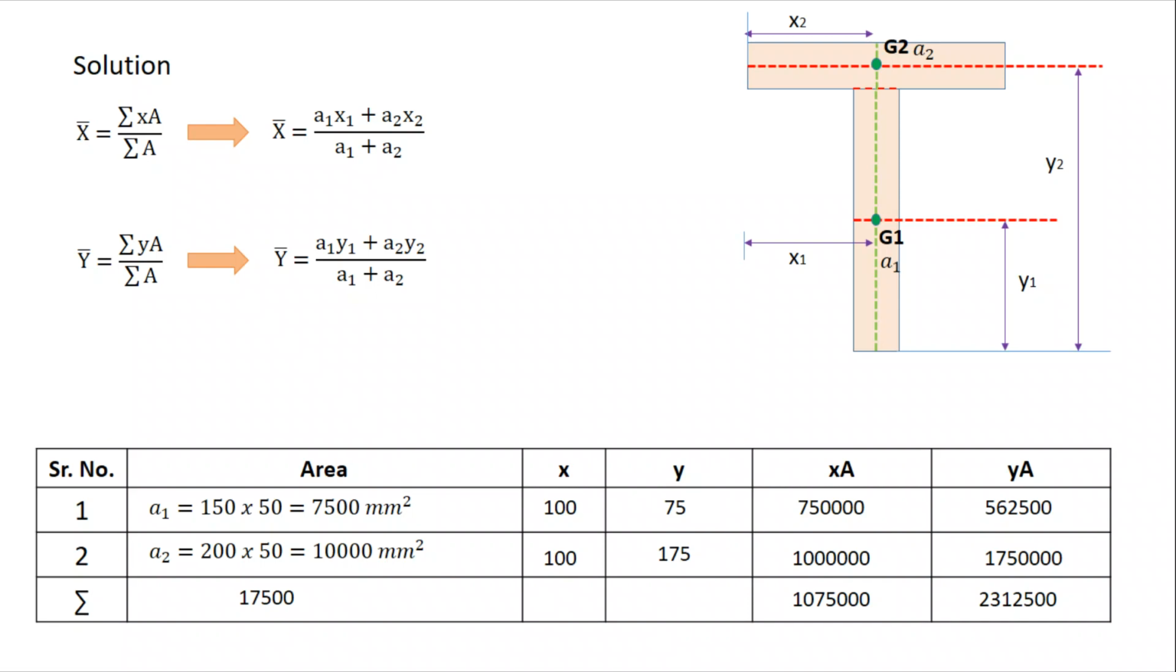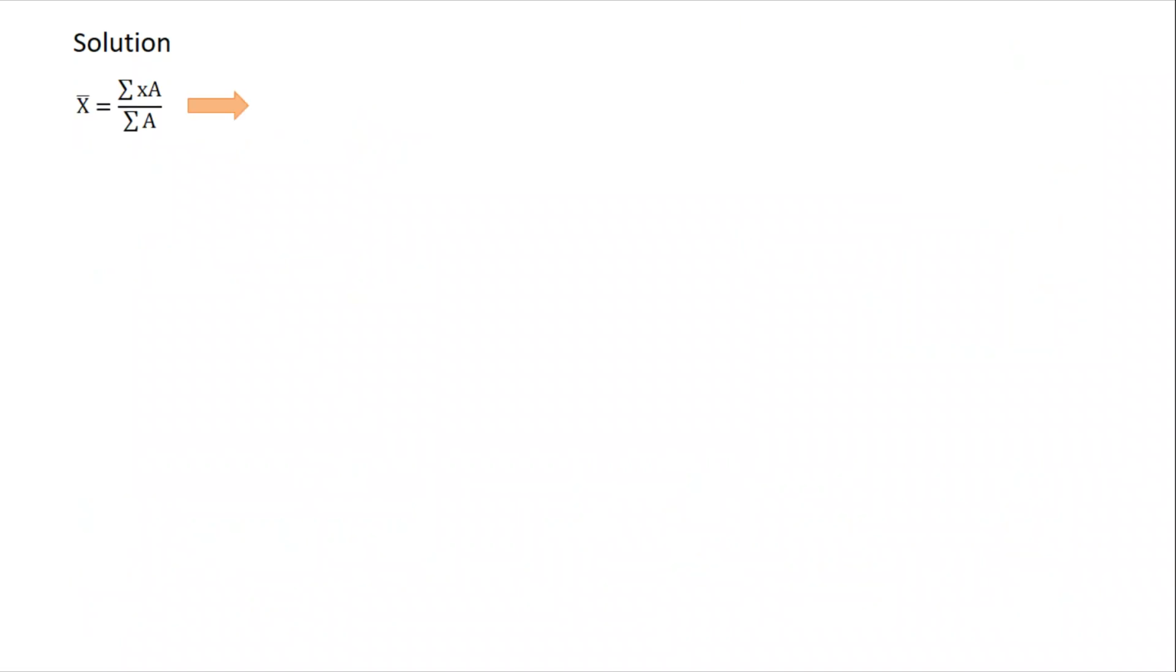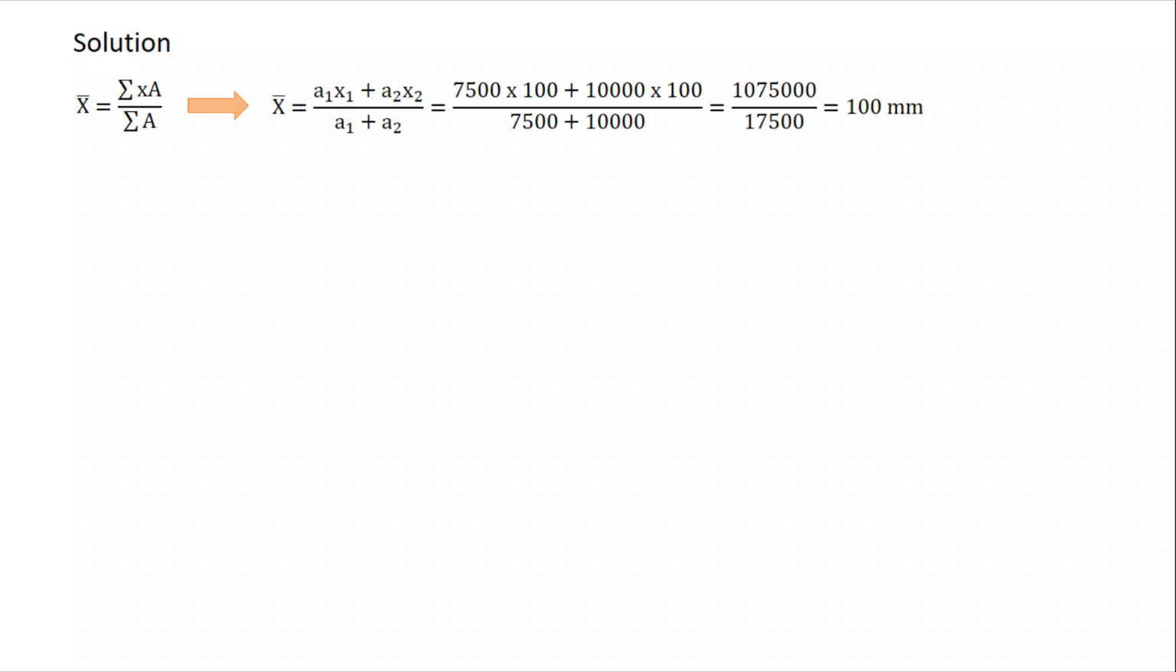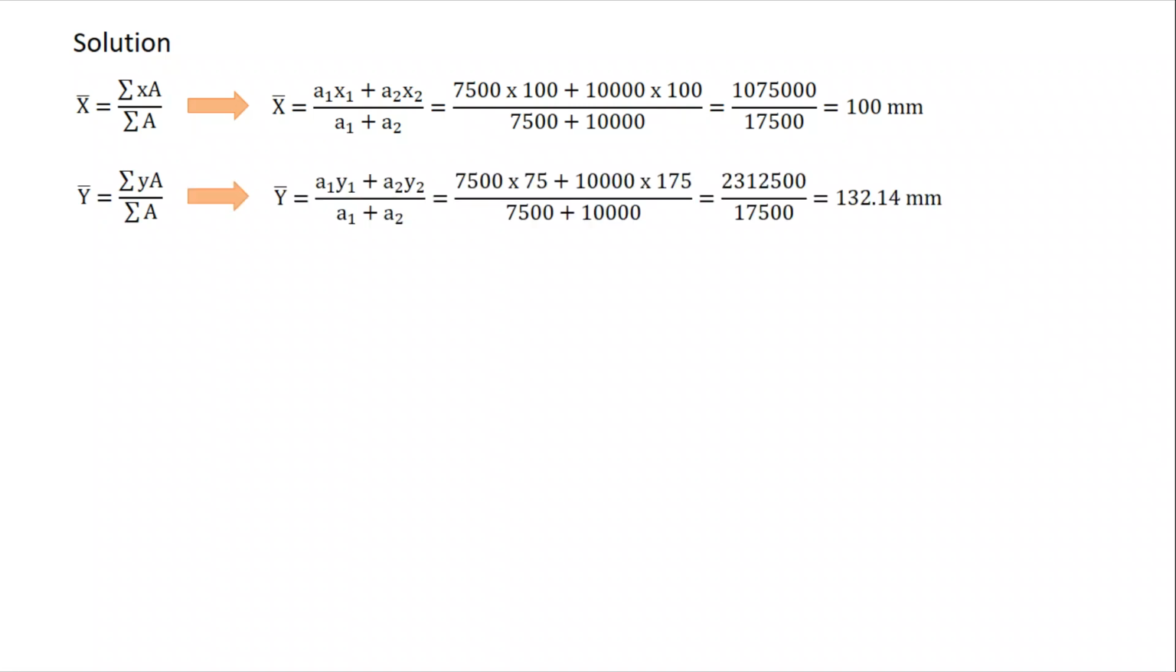After preparing this table, we have to calculate x bar and y bar. For x bar, put the values of a1 x1, a2 x2 divided by a1 plus a2, and after taking the division, 100 mm is the x bar. Then for y bar, after putting the a1 y1, a2 y2 and a1 plus a2 values and taking the division, y bar is 132.14 mm.